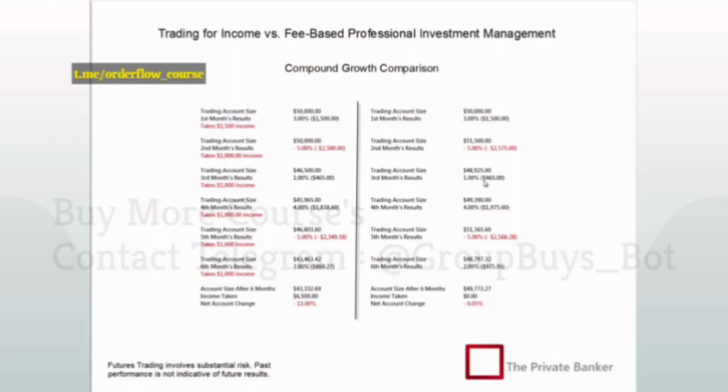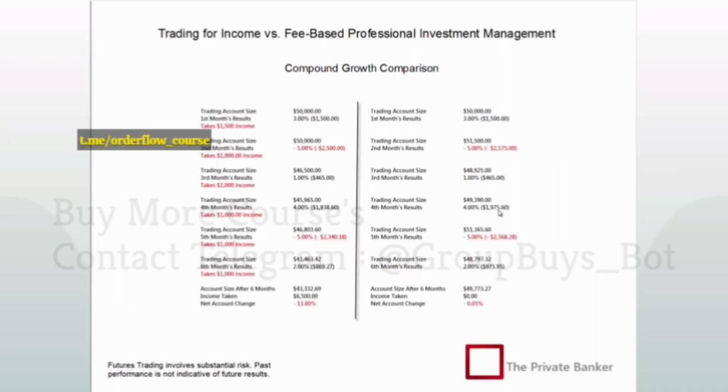So next month, we start out with $45,965 versus $49,390. And we're feeling pretty good. Last month it wasn't the best, but it wasn't the worst. We made money, and we make 4% on our trading here. So that's $1,838.60 that we made. And on this side it was $1,975.60. So this side was saying, great, I actually made the amount I needed to make to take out for the month, and I can even leave $800 in there. That's great. Now it's working. Whereas this, we left it in there and reinvested that money.